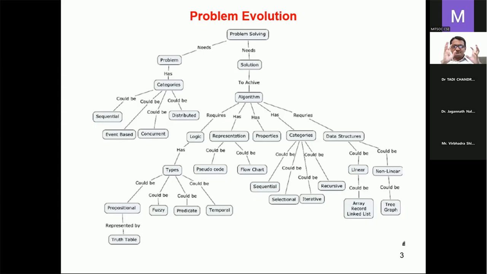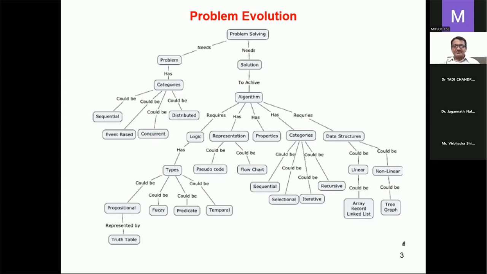And when you look at this tree, I call it problem evolution, and everybody will agree with this figure, which is already published in one of my books on design and analysis of algorithms, where I have tried to focus more on problem solving and problem evolution. So you can see when it goes to problem solving, first we require a problem.